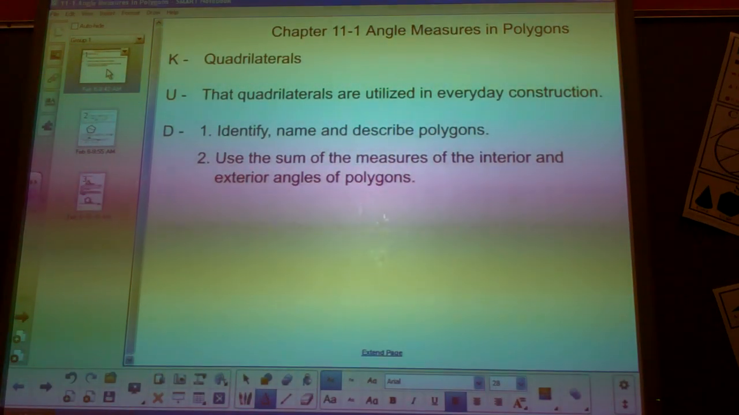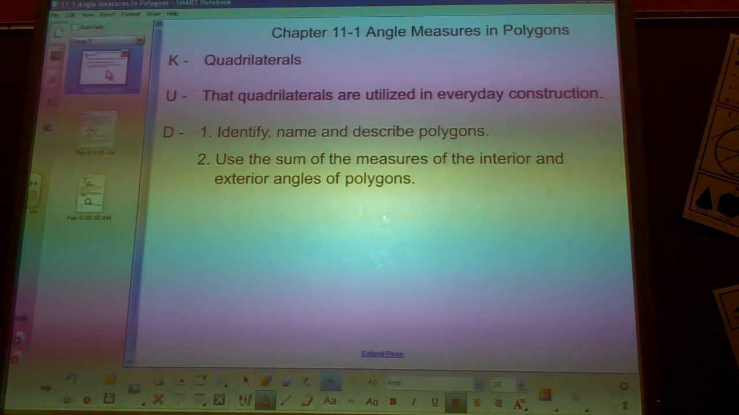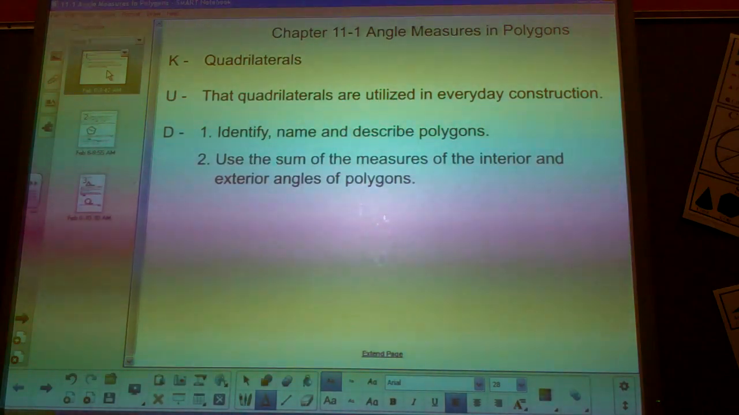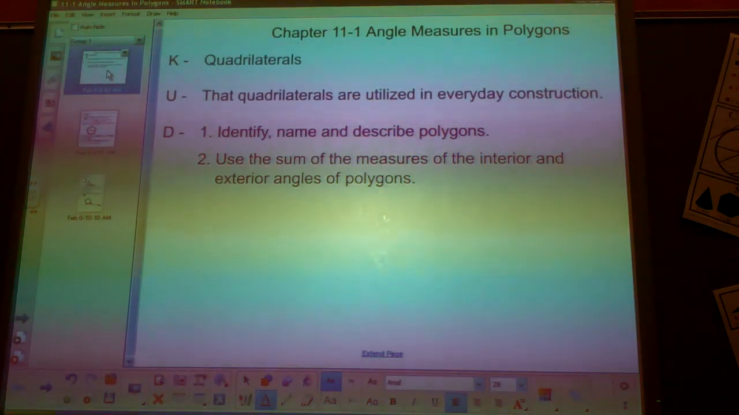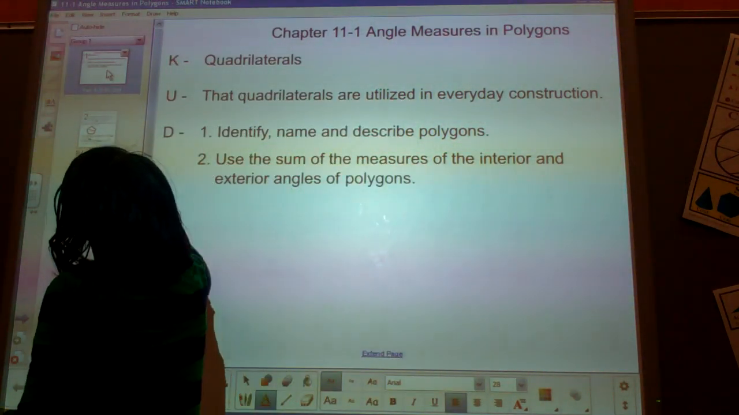This is chapter 11-1. We are putting it in between chapter 6.1 and 6.2. After we finish 11.1, we'll go back to chapter 6-2. Chapter 11.1: angle measures and polygons. Please copy your notes.